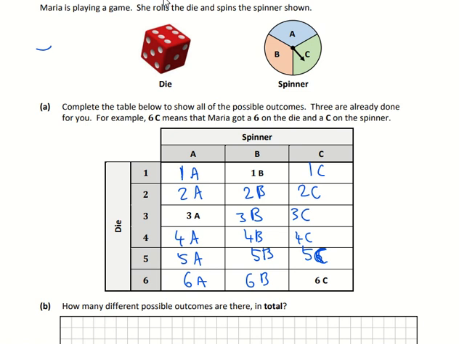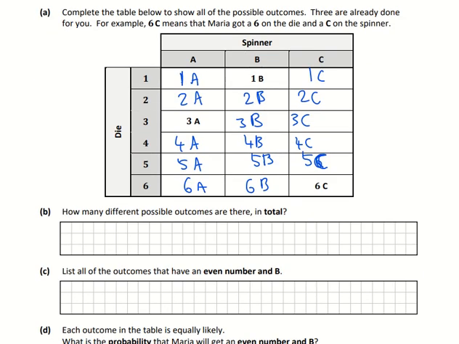Then, how many different possible outcomes are there in total? Well, you can just add them all up. It'll just be 6 times 3, which is 18, or you can just count up all the squares there, or all the outcomes.